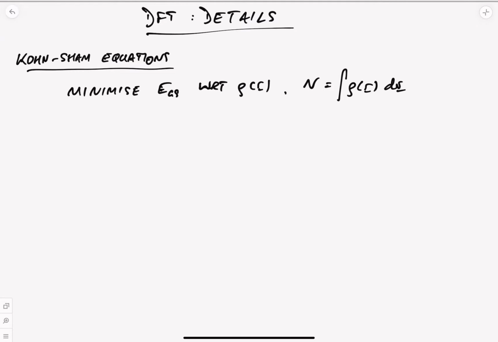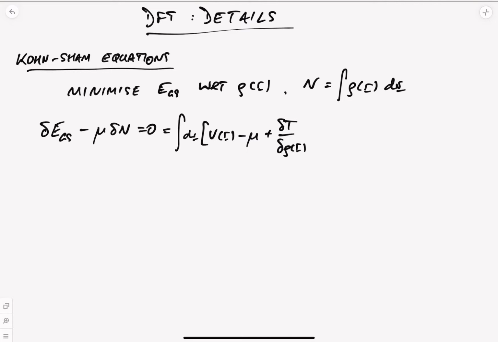And in the usual way, we will use the details of functionals and Lagrange multipliers to do that. So at the ground state, to linear order in delta rho, we can say that delta E ground state minus mu delta N should equal 0. And we can define that as being equal to the integral dr of V of r minus mu plus delta T by delta rho of r, that's a functional derivative, and again there are some notes on that in the appendix, plus delta G by delta rho of r, delta rho of r.